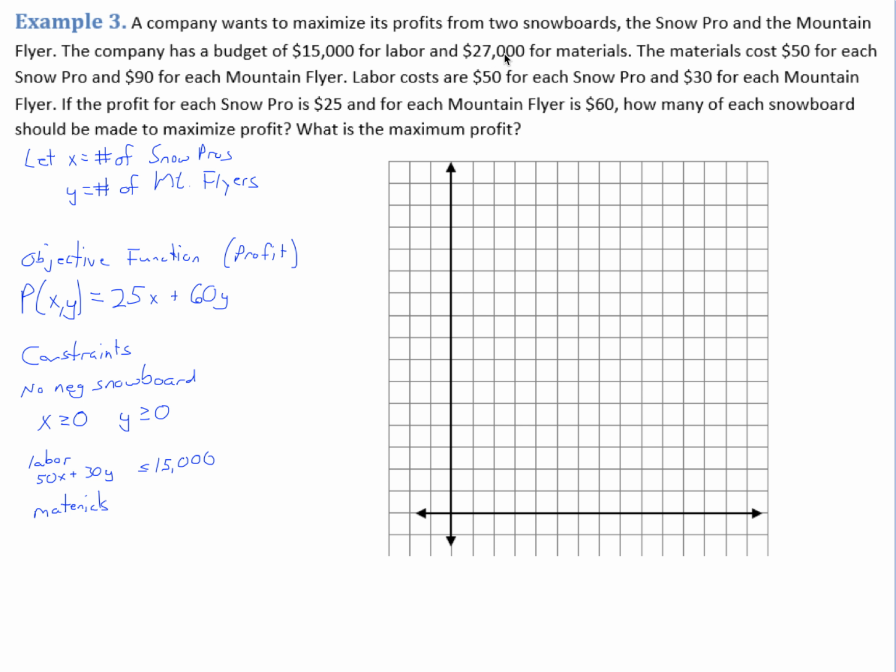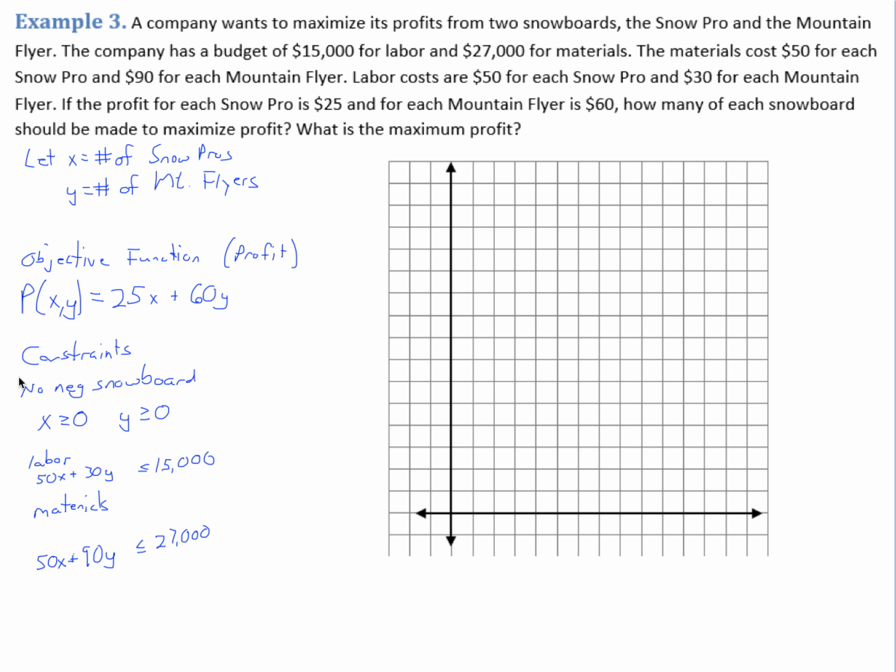Materials. They can spend up to $27,000 on materials, but we want to be less than or equal to that. And we come back and we see the materials for the Snow Pro is $50. So $50 times the number of Snow Pros will be how much they spend on materials for the Snow Pro, plus $90 to make each Mountain Flyer. So those are the constraints.